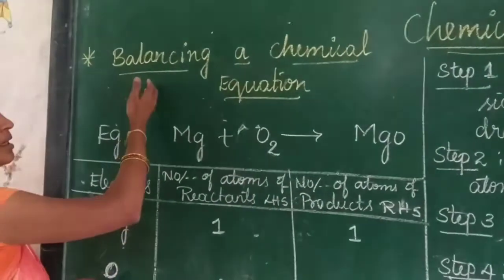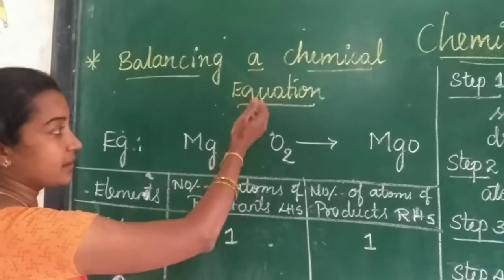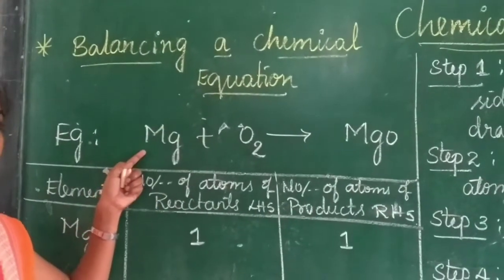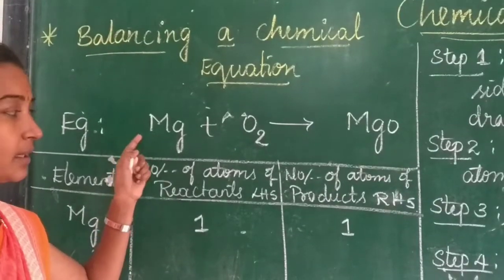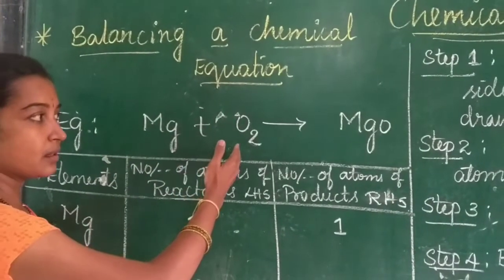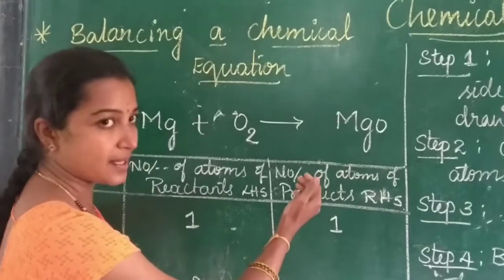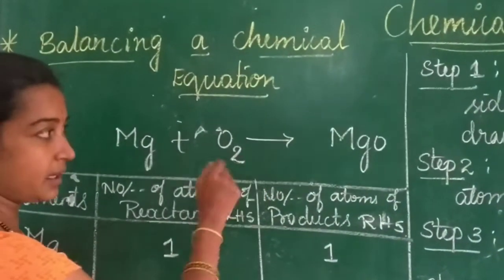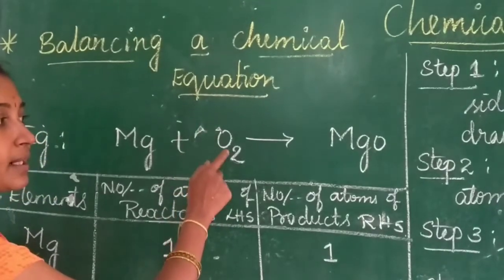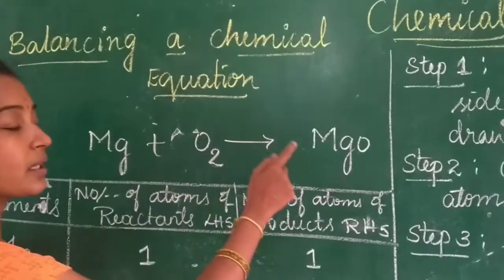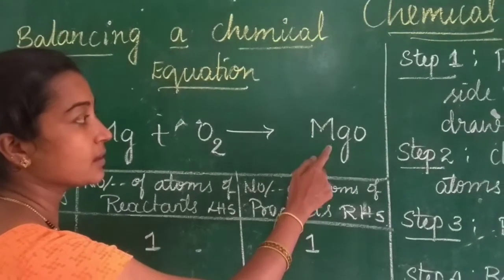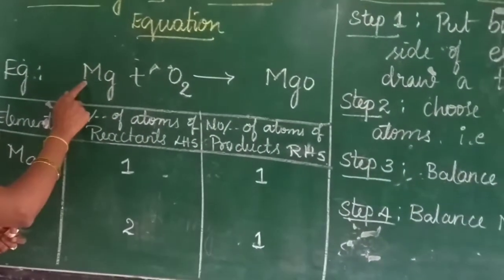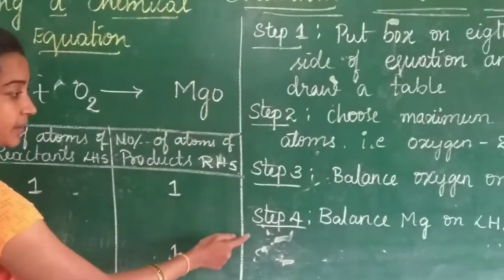Now, come to balancing the chemical equation. Take for example, in your previous activity, we already know that magnesium reacts with oxygen to produce magnesium oxide. Here, this equation is the skeletal form of the equation. Here, the number of atoms on the left hand side is not equal to the number of atoms on the right hand side. So children, now let's balance this equation through the steps.